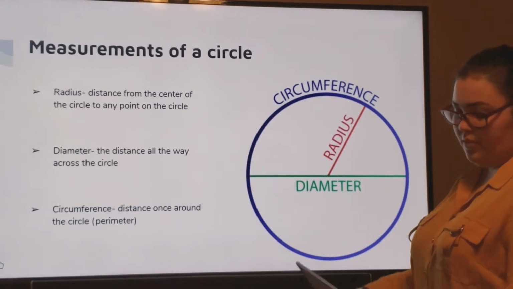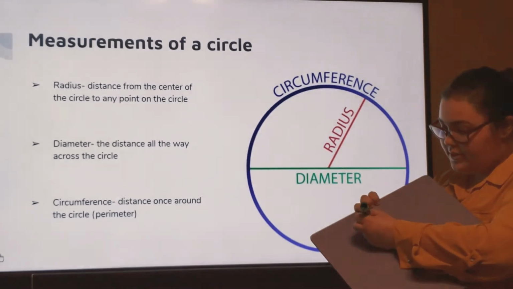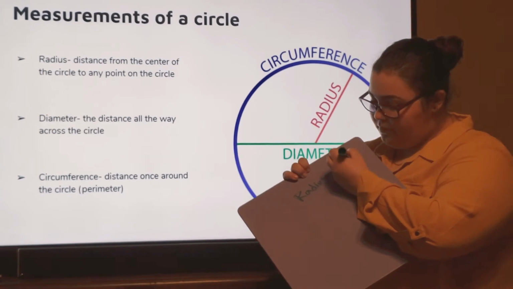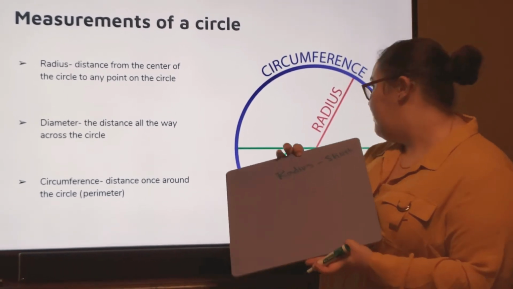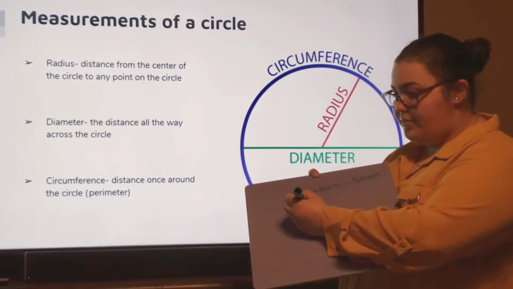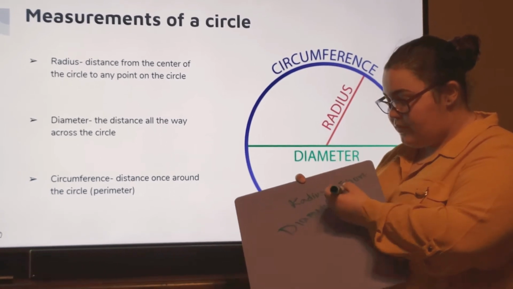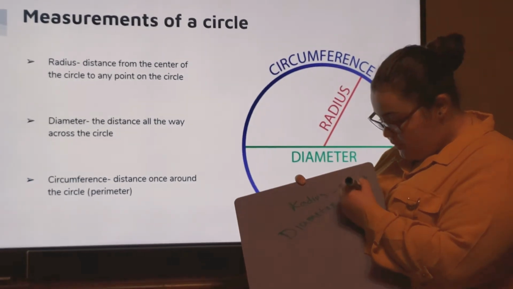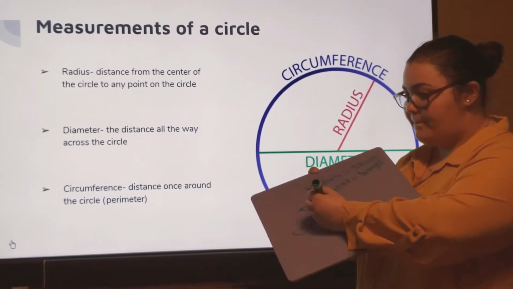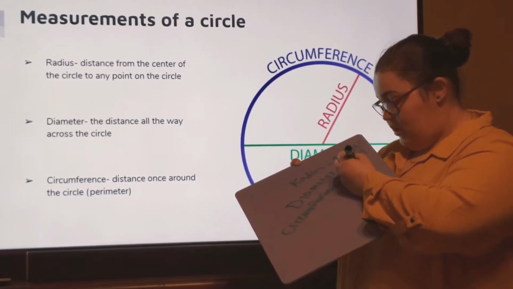An easy way to remember this is that radius is the shortest word, so it's going to be a short line, and it's going to be the smallest of the numbers. Diameter is a little bit longer, so it's a longer word, longer line. Circumference is the longest word, longest line.